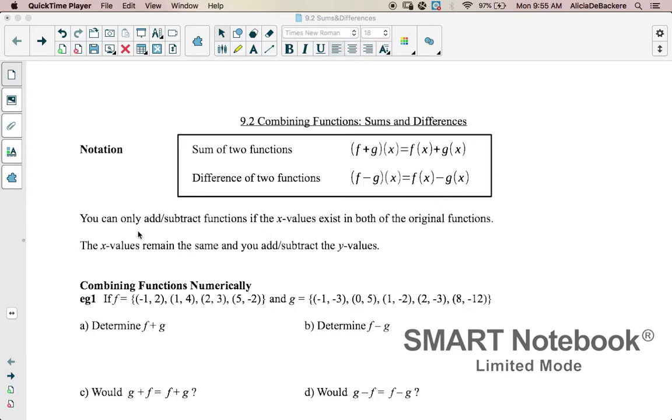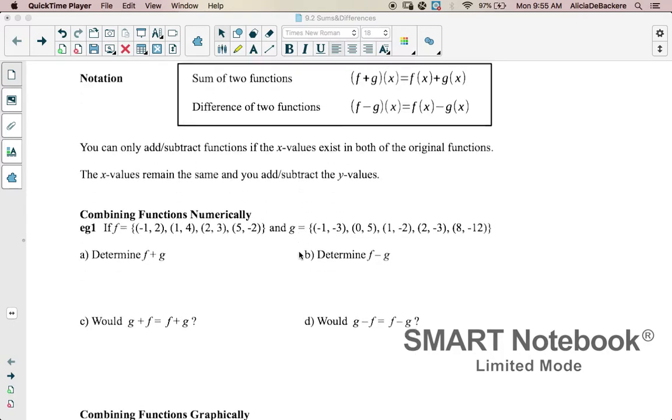Now, we can only add or subtract functions if the x values exist in both of the original functions. So this means that our domains have to overlap. And we're going to look at that more throughout this lesson. The x values, when I add or subtract the functions, are actually remaining the same. I match up those x values and then I just add or subtract the y values.